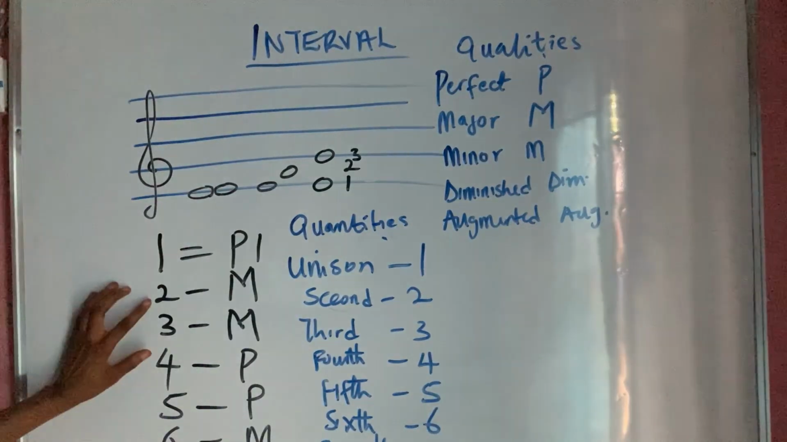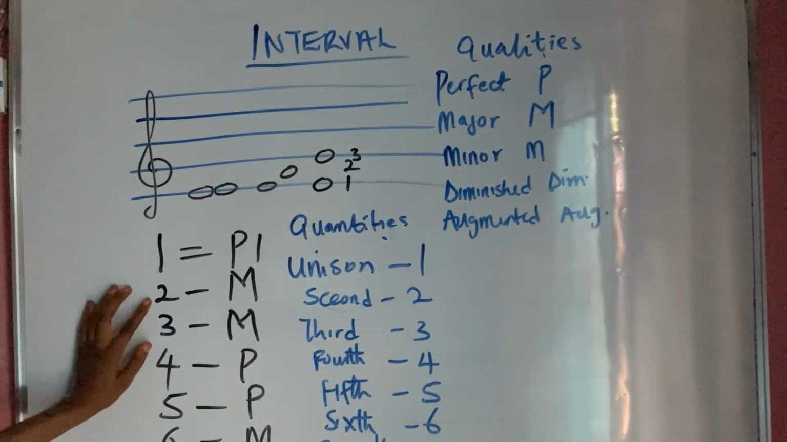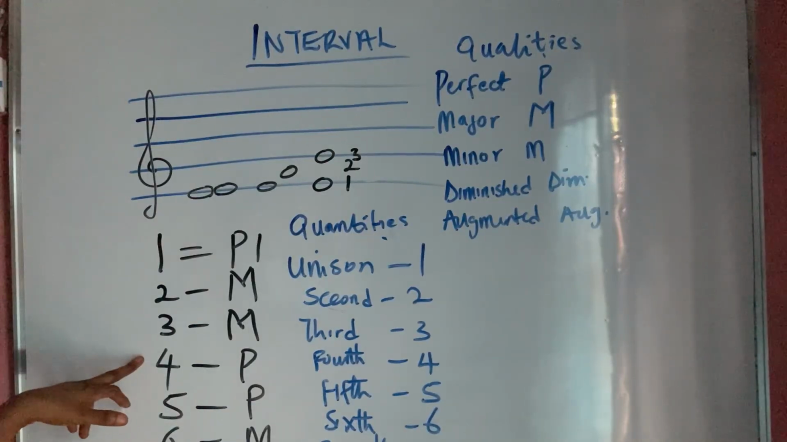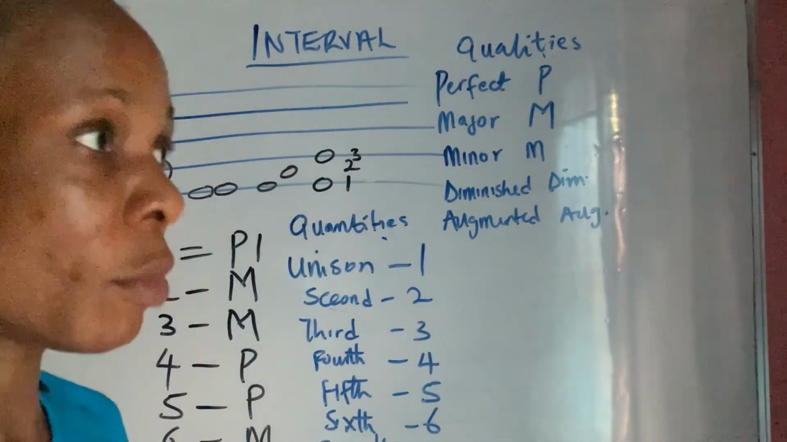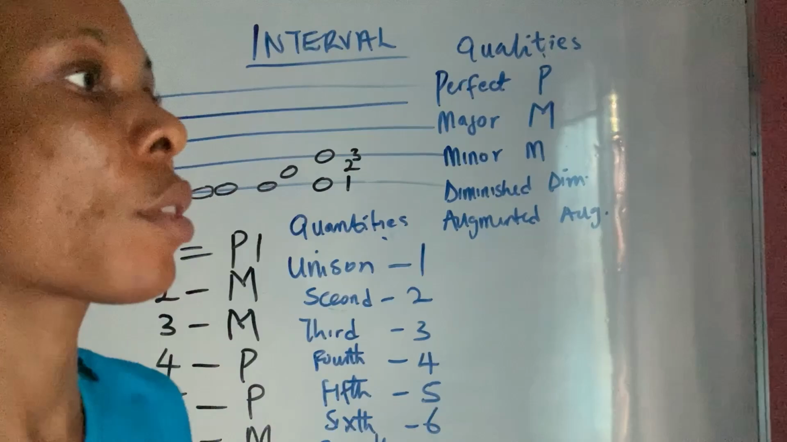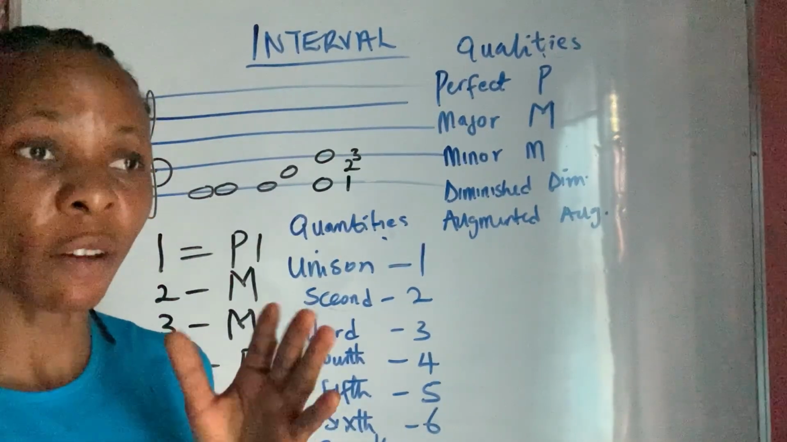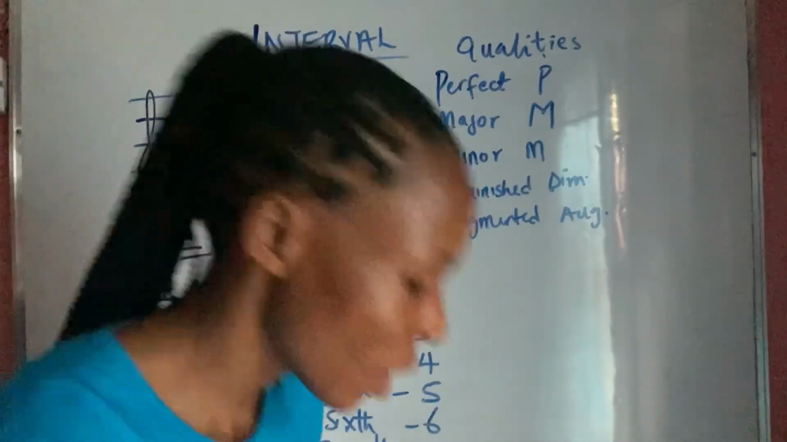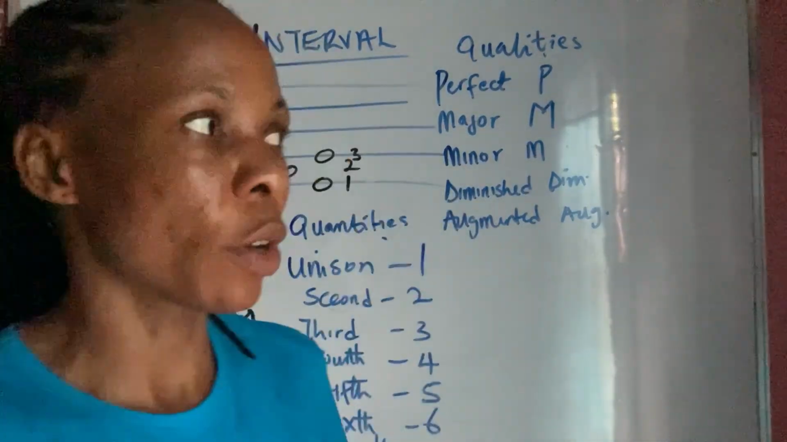So for instance, you can't say perfect second, that's wrong. You can't say perfect 6, that's wrong. And you can't say major fourth. We don't have major fourth in music. We have a perfect fourth. I hope you understand. We don't have major interval, major fourth interval. We have a perfect fourth interval. I hope you're with us.